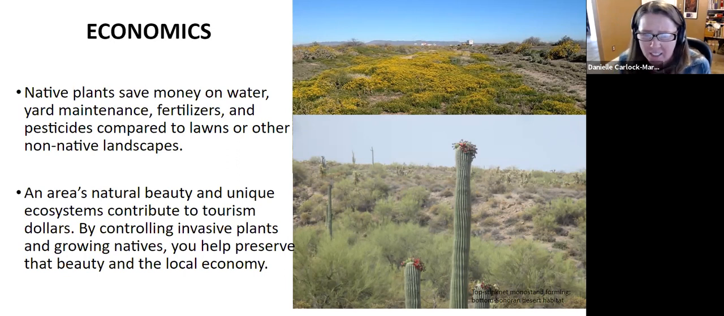And so this idea that the more we can control invasives in our yards, control inputs of fertilizer, pests, all that sort of stuff, and grow natives, we're going to be able to help preserve that beauty and then kind of the economy. So for folks who are thinking more economics-minded, that may be a good argument, to think about how it impacts tourism. Next slide, please.